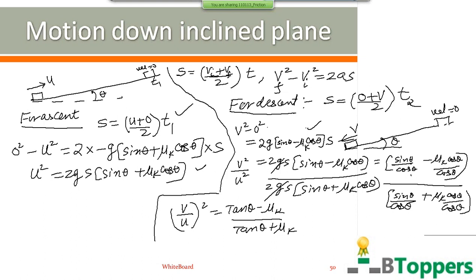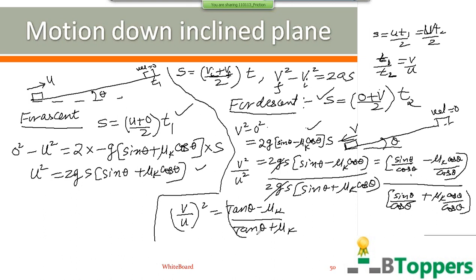Compare again with the displacement equations. Left hand side is the same, since the magnitude of displacement for descent is the same as for ascent. So equating these two, we can write S equal to u t1 by 2 equal to v t2 by 2. So you get t1 by t2 equal to v by u. That is, the ratio of time of ascent and time of descent is given by v by u.